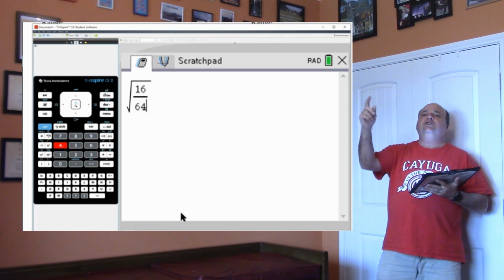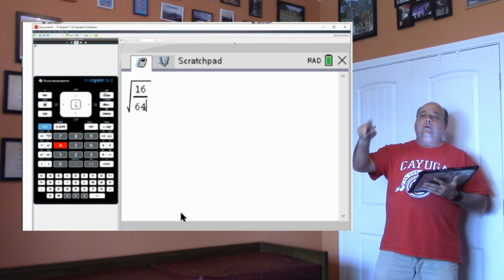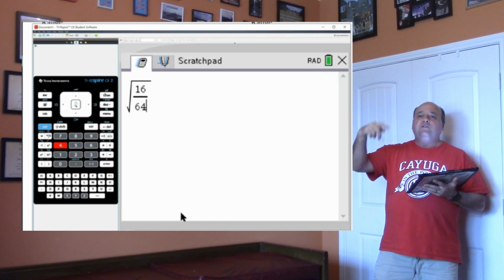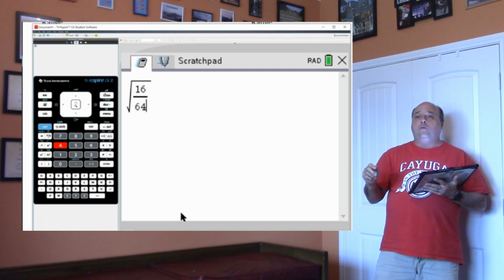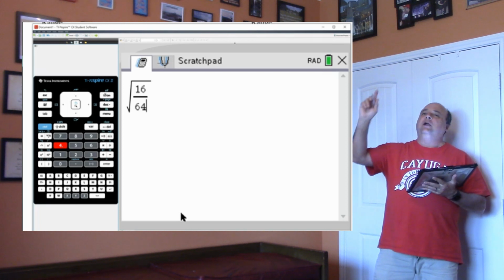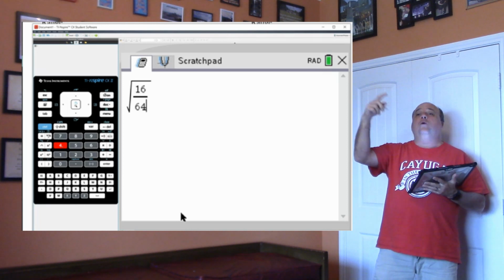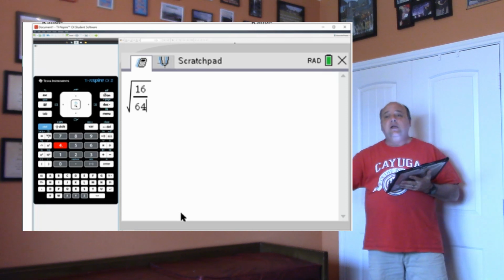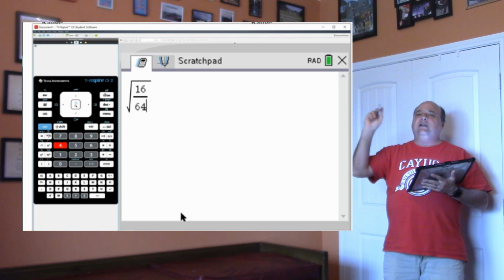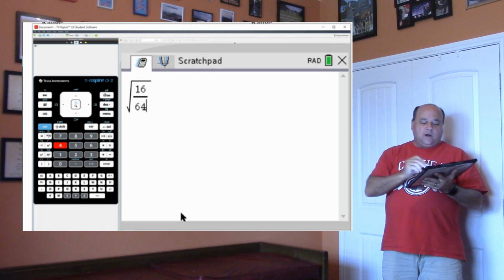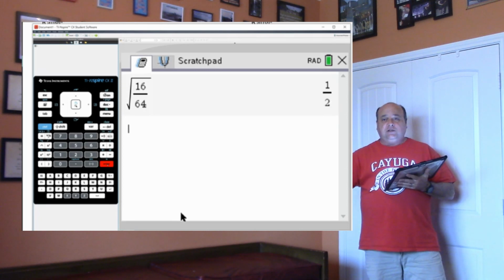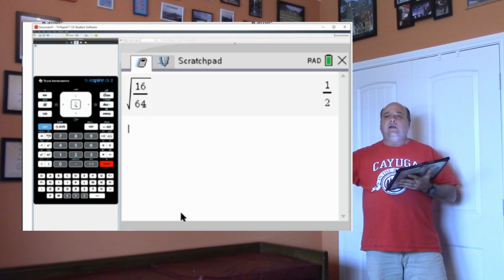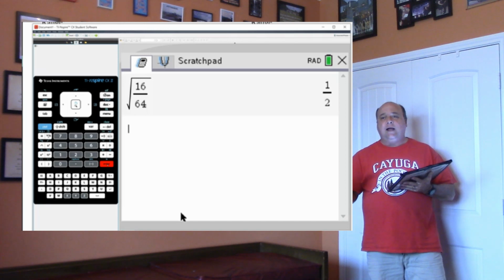Before I hit enter, we should know this answer. The square root of 16 is 4, and the square root of 64 is 8. And 4 over 8 will simplify to 1/2. And remember, it could either be a positive 1/2 or it could be a negative 1/2. So this calculator is only going to give us a positive answer. It should just be 1/2. And it is 1/2, because the square root of 16 is 4, the square root of 64 is 8, and 4 over 8 simplifies to 1/2.